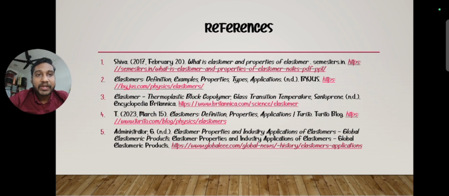Okay, this is the reference I used to see the definitions, to pick some of the properties, and also to learn more about elastomers.